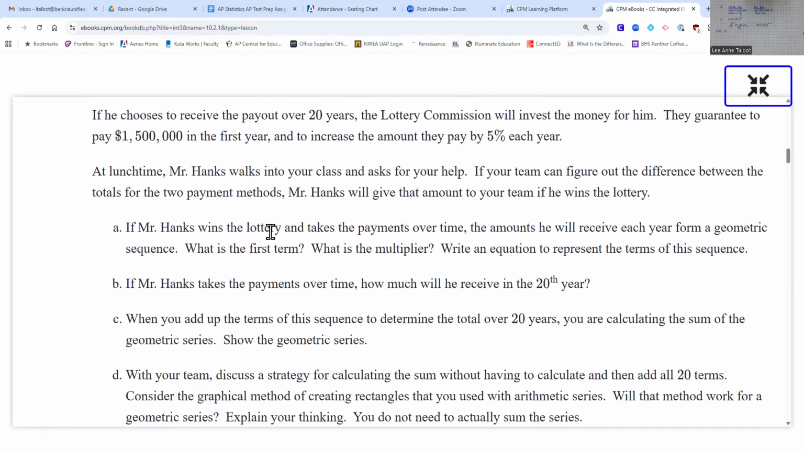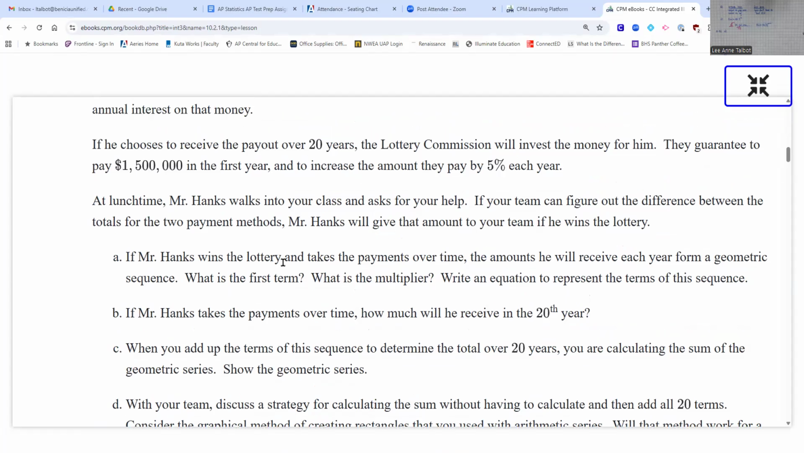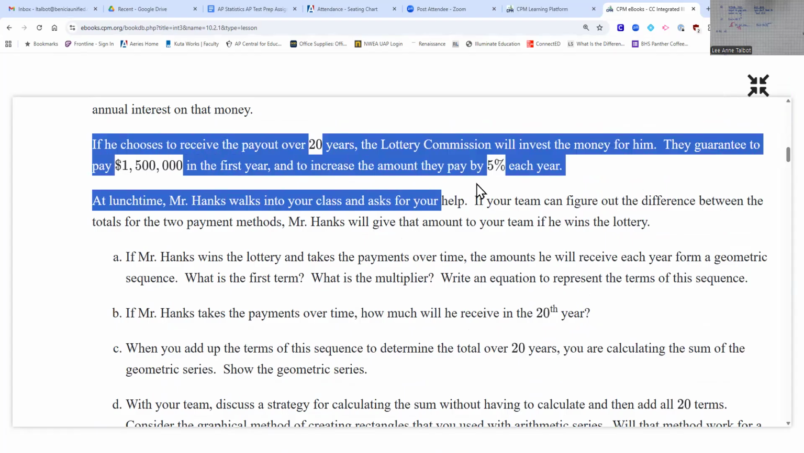If Mr. Hanks wins the lottery and takes the payments over time, the amounts he will receive each year form a geometric sequence. What is the first term? What is the multiplier? Write an equation to represent the terms of his sequence. Okay, so this is saying the payments over time, which is this paragraph right here.